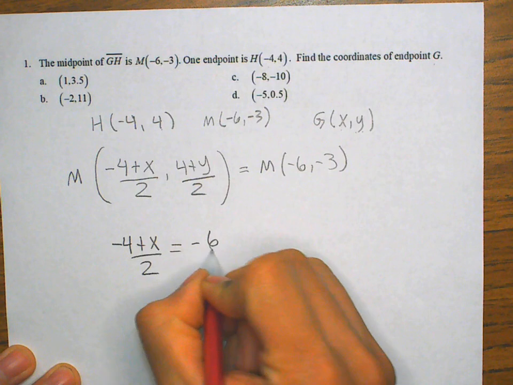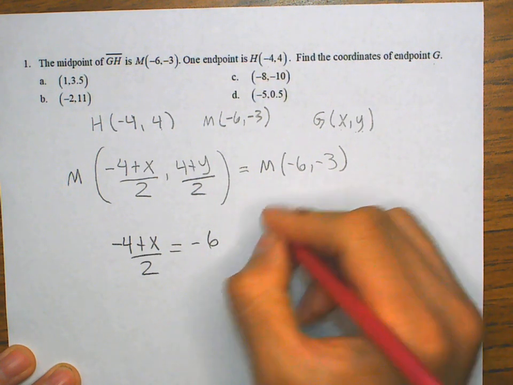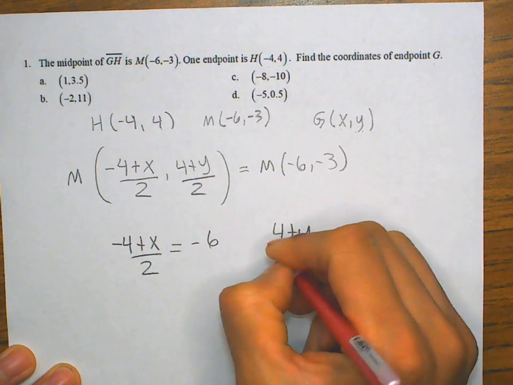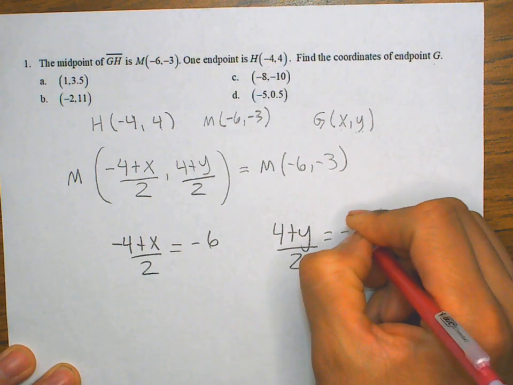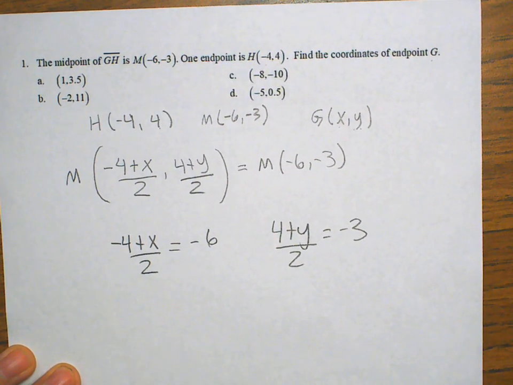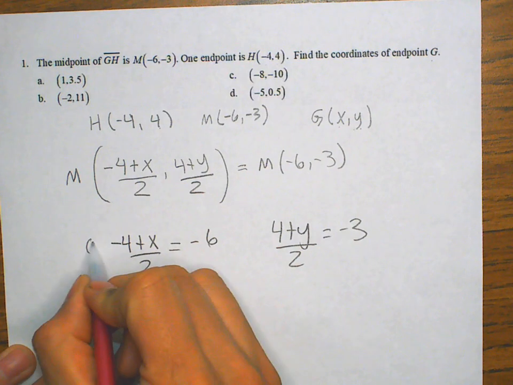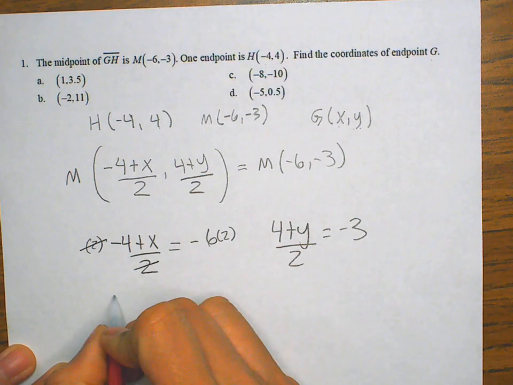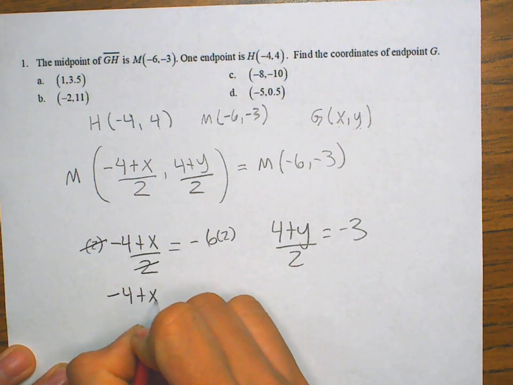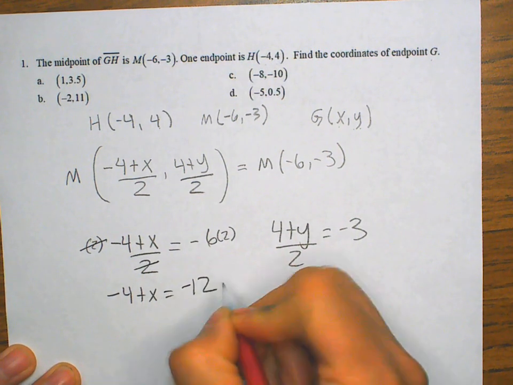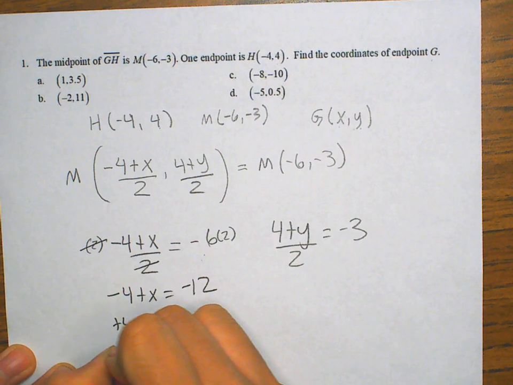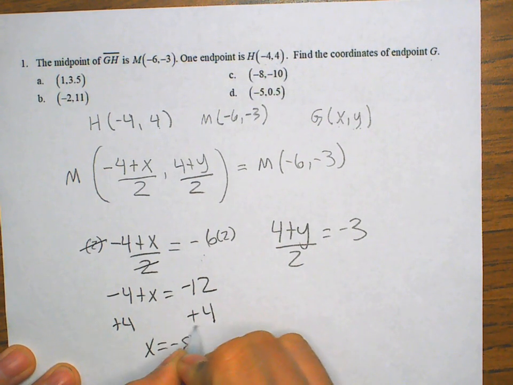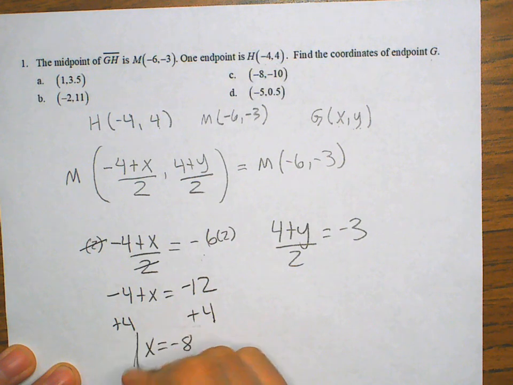That gives me -6 right there. And then equal this one to this one: (4 + y)/2 equals -3. So to get rid of that, we're going to multiply it by 2. Gone, gone. That's going to give me -4 + x = -12. You add 4, x = -8. So the value of x is going to be -8.